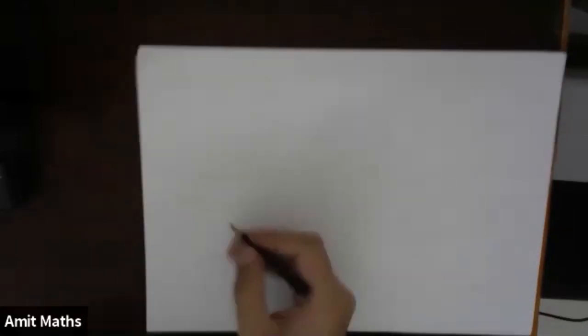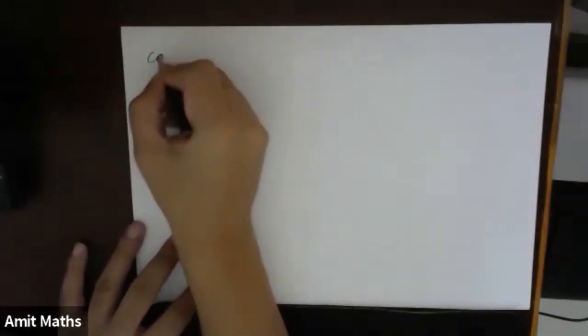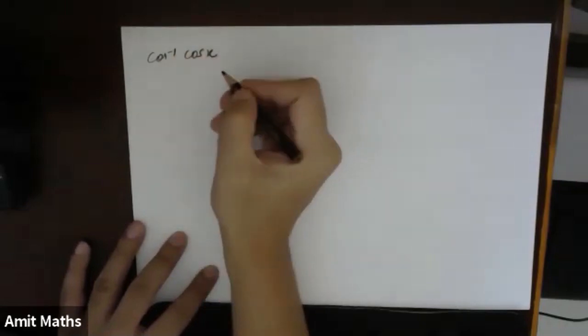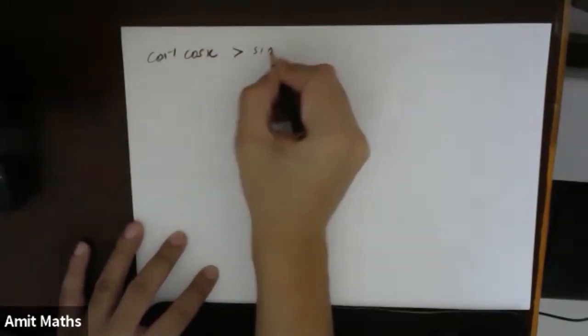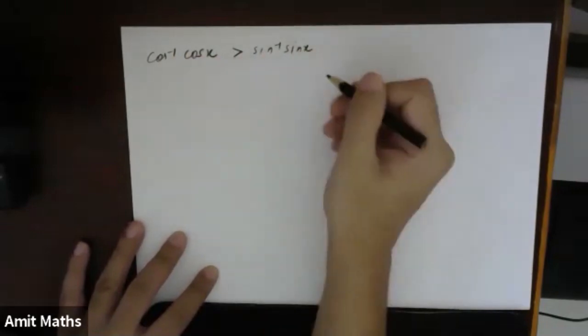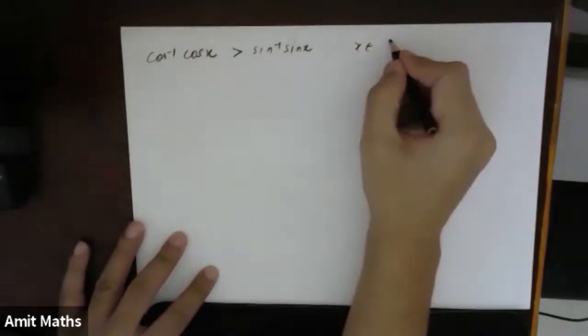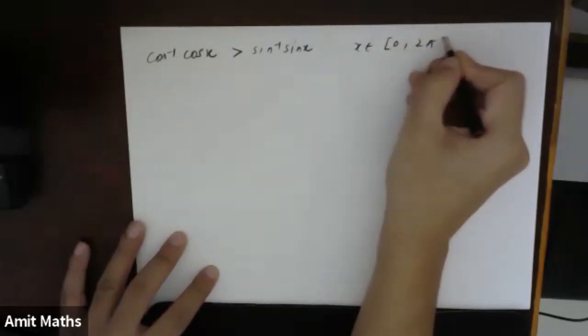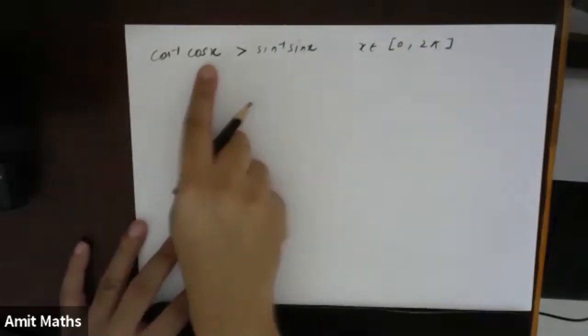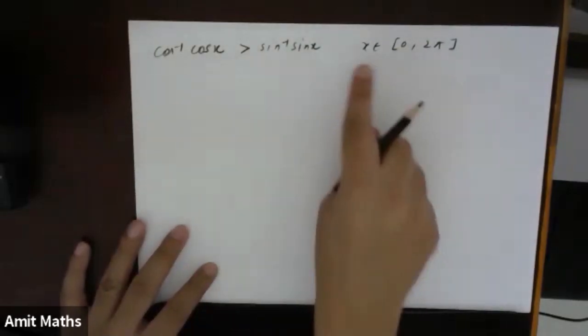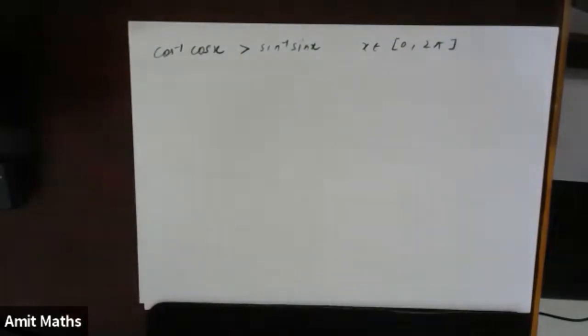Now let's do one more very basic question. Let's solve this one. This is a completely graphical question. Solve it using graph. So just write down the question. Cos inverse of cos x should be greater than sine inverse of sine x, for x belonging to 0 to 2 pi. Okay, I'll give you 2 minutes.